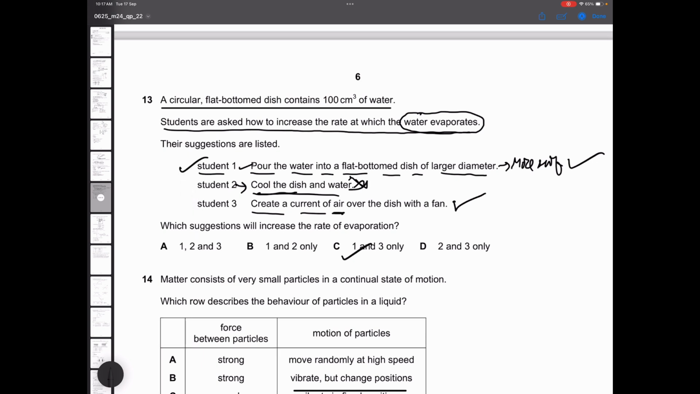And student 1 is suggesting indirectly increase the surface area. Student 3 is suggesting increase the wind speed. So both of these are correct. You must have noticed on your own that when wet cloths are left to dry on a windy day, they lose all the water very easily. The water gets evaporated very easily.